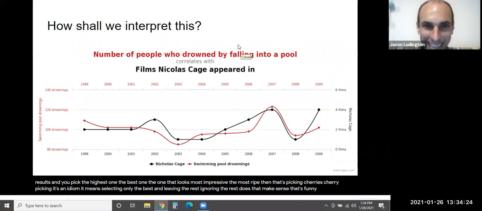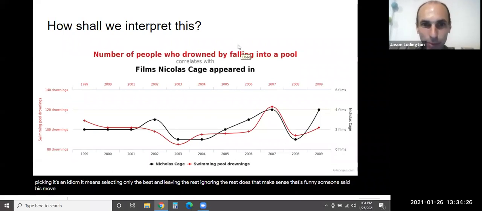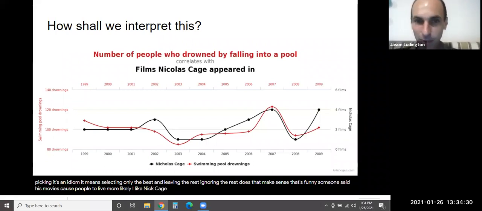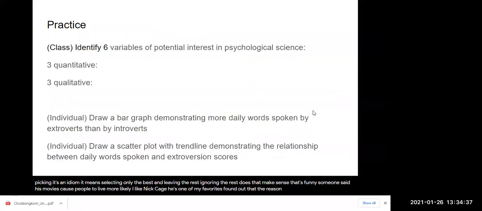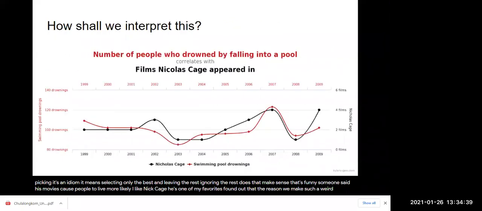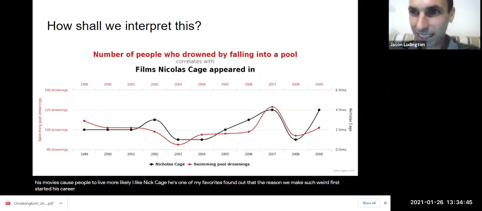That's funny. Someone said his movies cause people to live more likely. I like Nick Cage. He's one of my favorites. I found out that the reason he makes such weird movies is he has a lot of debt because he bought a bunch of weird stuff when he first started his career. So he had to pick up as many contracts as he could.